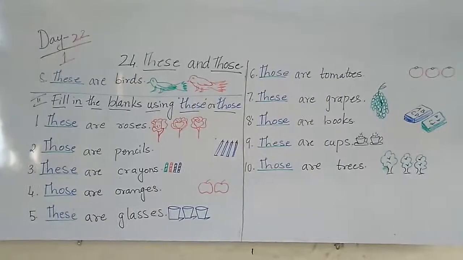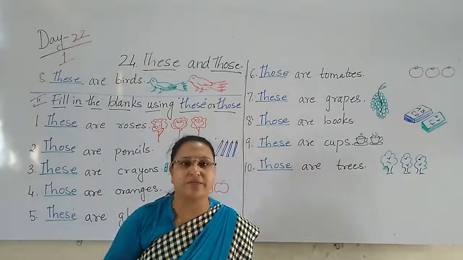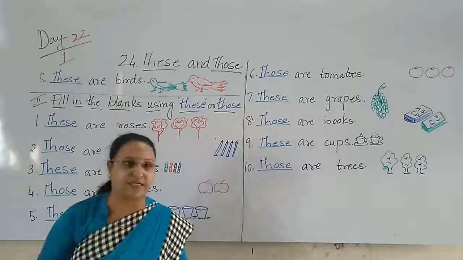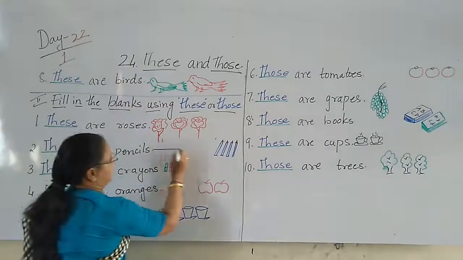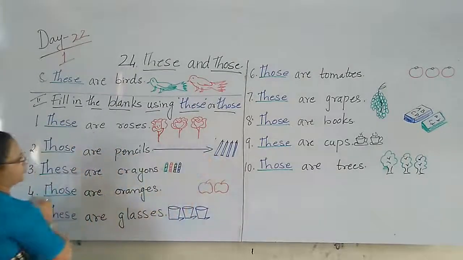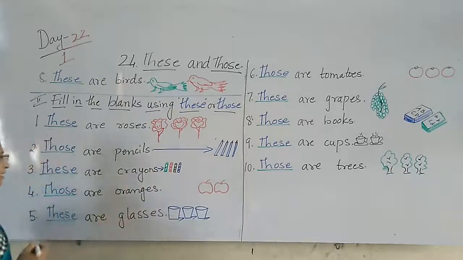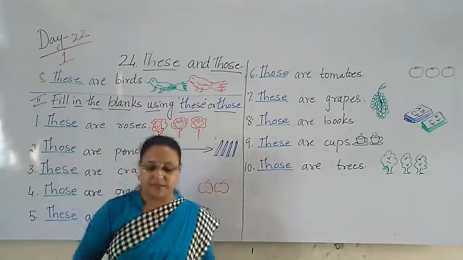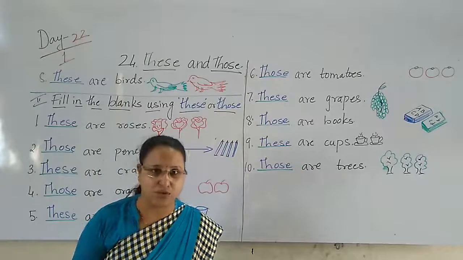So now, children, you saw how do we use these and those. I have shown you some of the images, children, with the arrow mark. The thing which is far away, then we use those. The thing which is very close, we put a small arrow mark. There we use these. Yes, children. By this, I have completed today's topic using these and those.